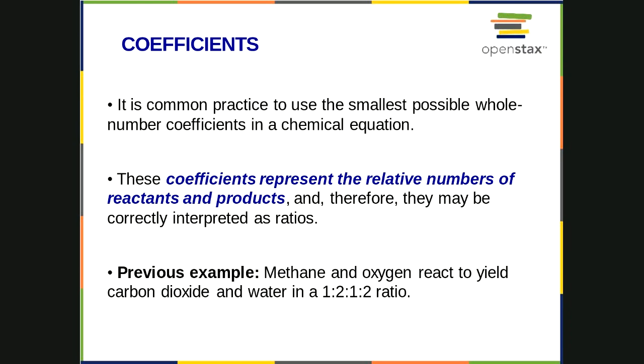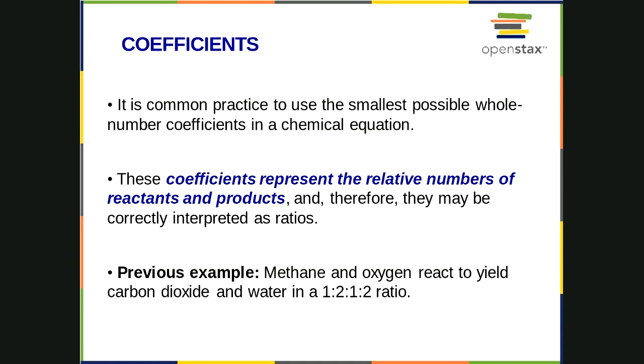Okay. So similar to ratios in a molecular formula or an ionic formula, it's going to be common practice to use the smallest whole number ratios in a chemical equation. And these coefficients are going to represent the relative amounts of reactants and products in a reaction. So you can actually interpret this as a ratio.